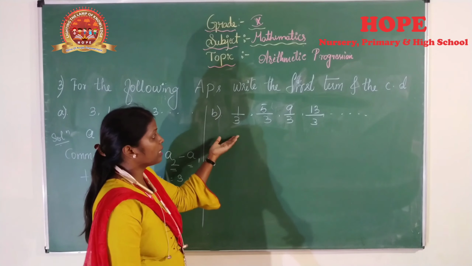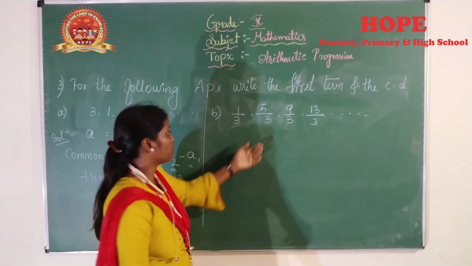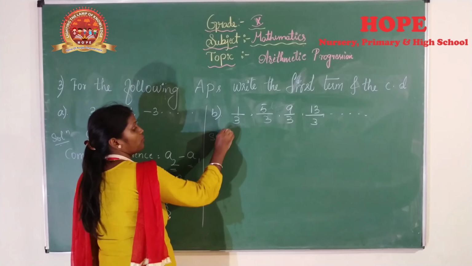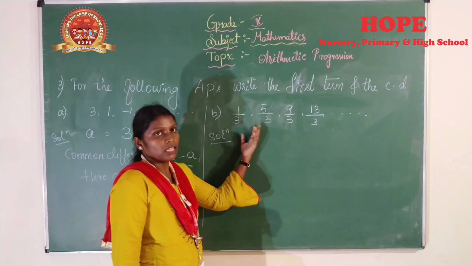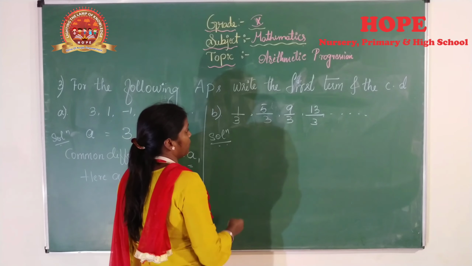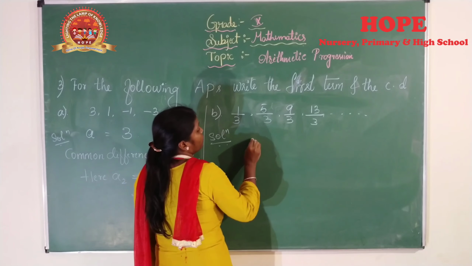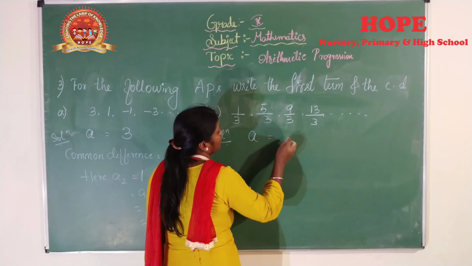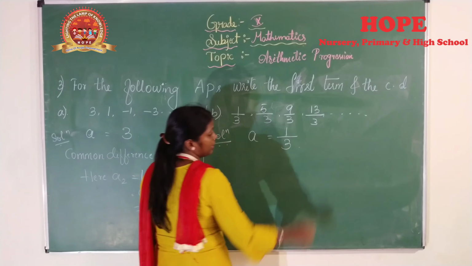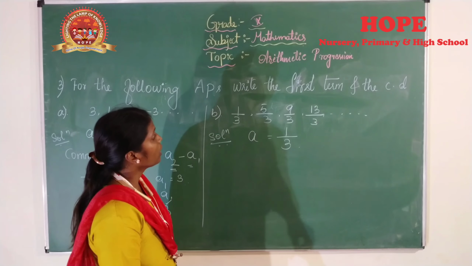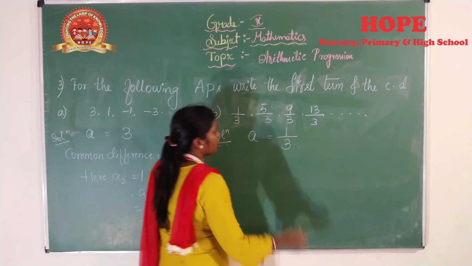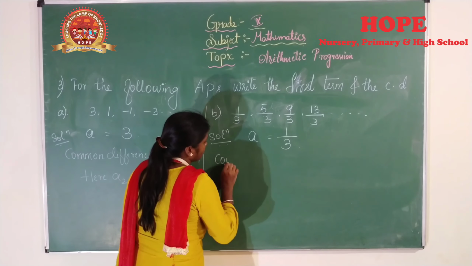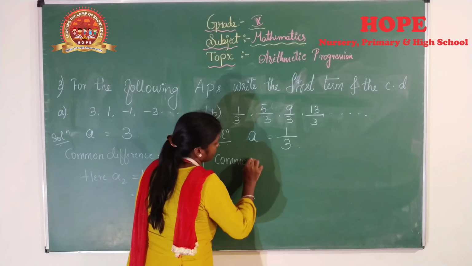Now in the same way, there is a next question for us. Here also we have to find out the first term and the common difference in the AP given over here. So the first term A is what? 1 by 3, as we know. This is the second term, third term, fourth term, and so on. So what do we have to find out next? Next is the common difference.